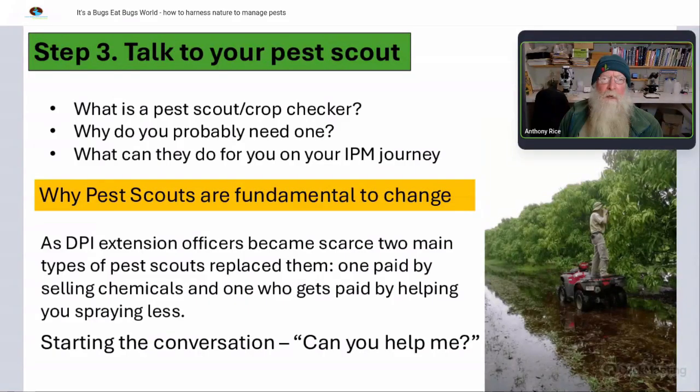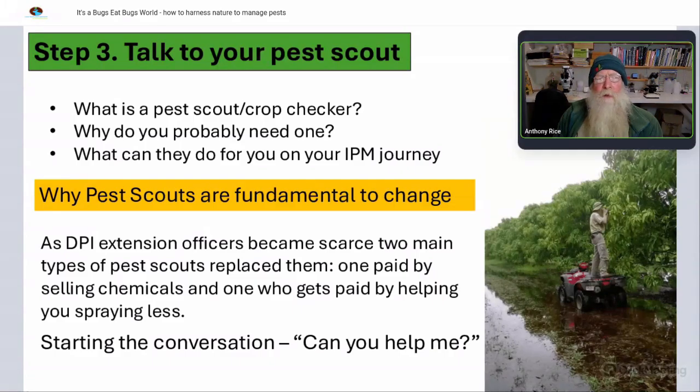You also get the fact that if you're doing it yourself, you've got to be careful because you have that heavy investment in your crop in both time and money. You tend to look a bit harder, and the harder you look, the more you find, the more you'll tend to spray. So what can I do for you on your IPM journey?